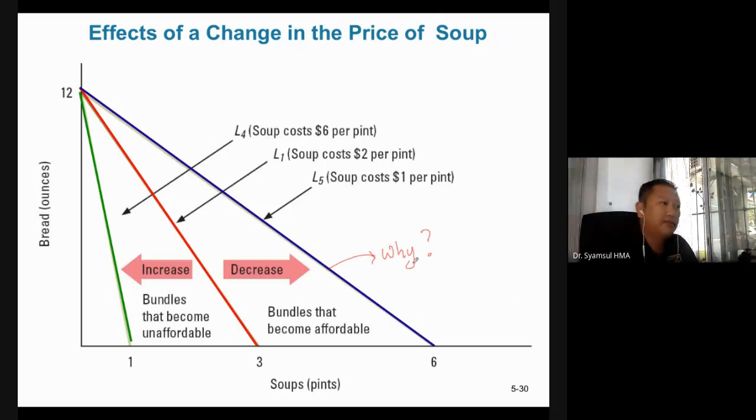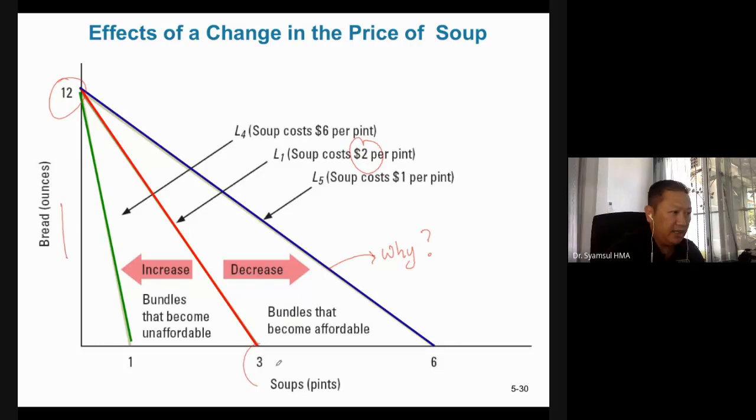Hello, everyone. So soups are cheaper. Okay, so the price of soup drops. Initially it was $2 per pint, right? So you can spend a given amount of money on bread and soup with your income, and you have this line. But when soup is cheaper, you can have more soup, but still the same amount of bread, because the price of bread is fixed, right? So the new line is over here.